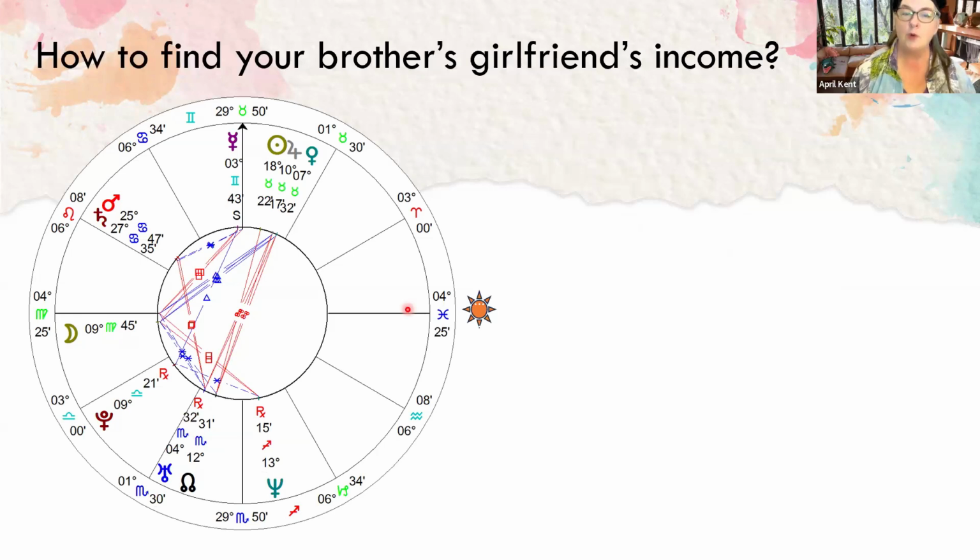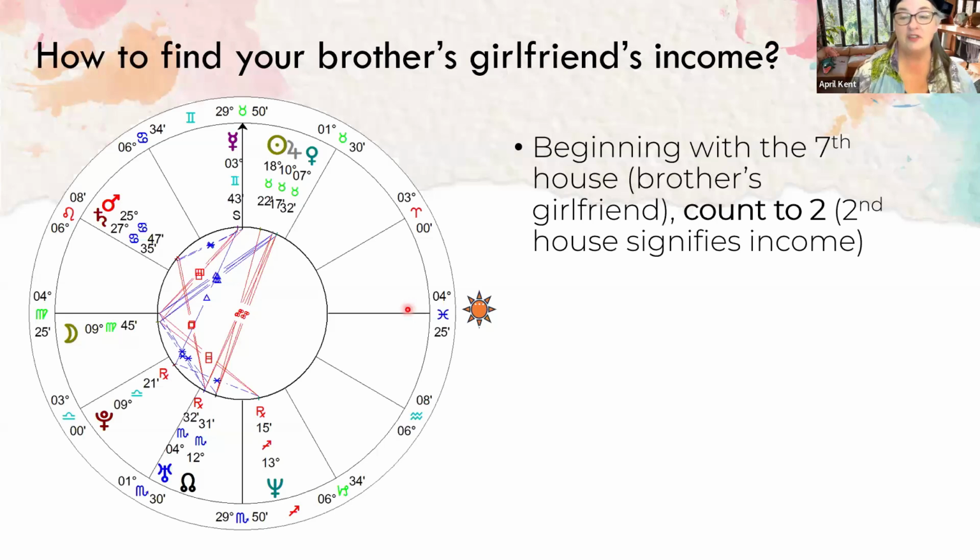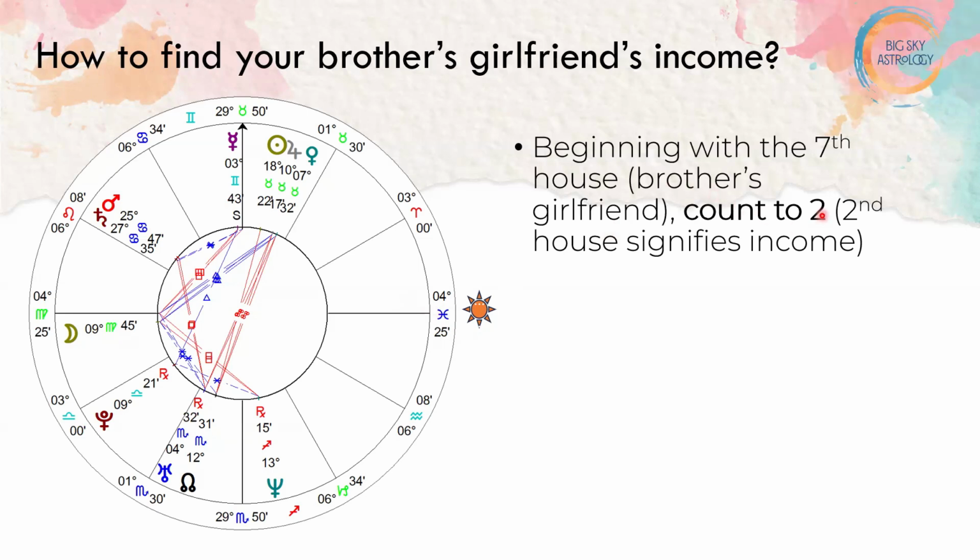Then how do you find your brother's girlfriend's income? Begin with the 7th house because that's the brother's girlfriend. And then you count to 2. That's the house that signifies specifically income.